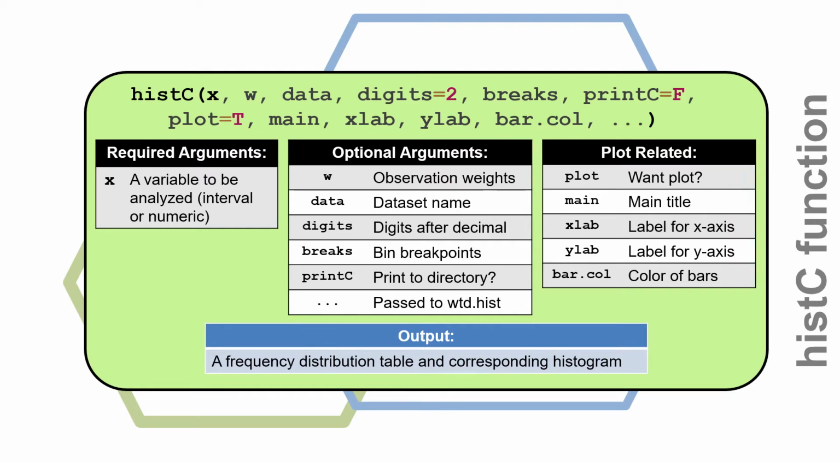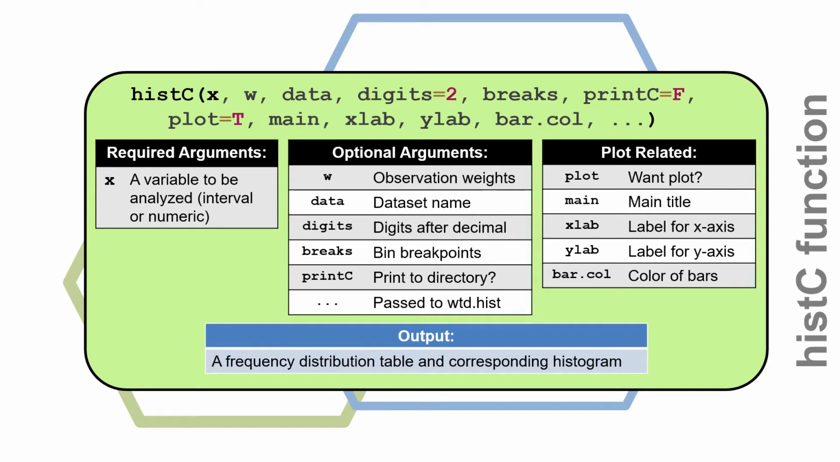The histC function has a standard set of optional arguments. With histC, you have options to specify observation weights, the dataset name, the number of digits you want to see after decimal points, and whether you want to print your results to an HTML file in your working directory. The breaks argument isn't a standard option, so I will show you how to use the breaks argument in this video. The histC function generates a histogram plot which you can customize using the main, xlab, ylab, and bar.call arguments.